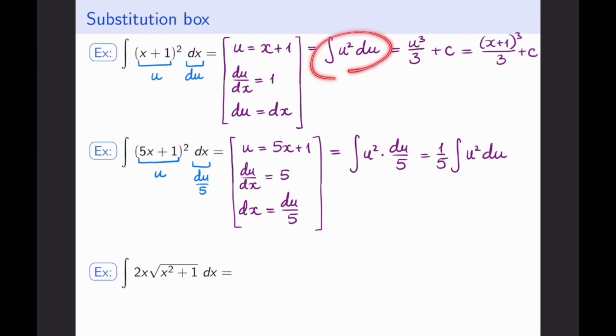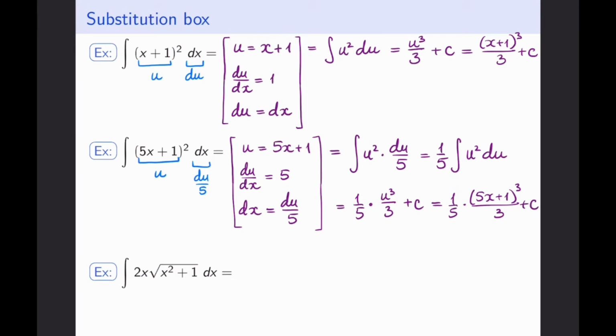Now I'm actually at the exact same point as I was in the last example, so I can simply note that the antiderivative of u squared is u cubed over 3 plus a constant. And then, as before, if my original integral was in terms of x, my answer should be in terms of x also. So I'm going to resubstitute the expression for u back into my answer. So here I'm going to have 1/5 times (5x plus 1) cubed over 3 plus a constant.